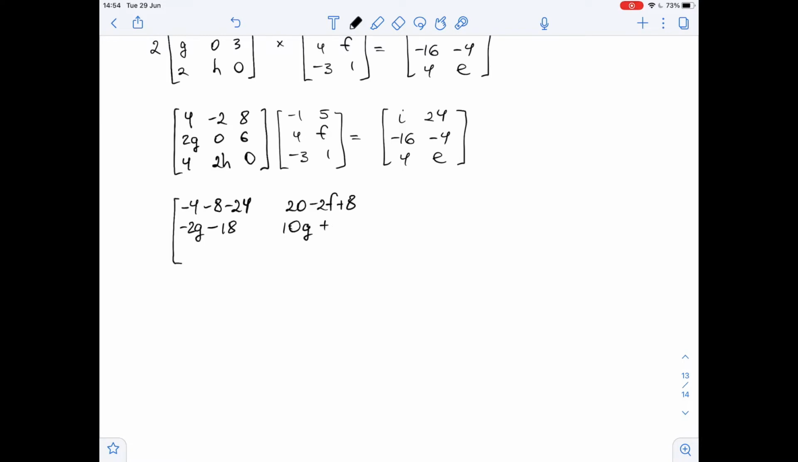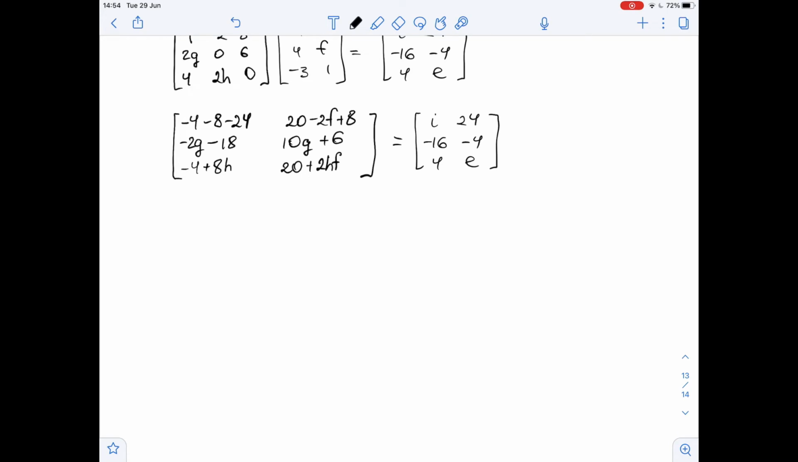And in the next row, it's 4 times -1, plus 2h times 4, plus 0 times -3, then 4 times 5, plus 2h times f, plus 0 times 1, so just 0. And this equals the right side of our equation. Now let's do the calculations and simplify the left side.